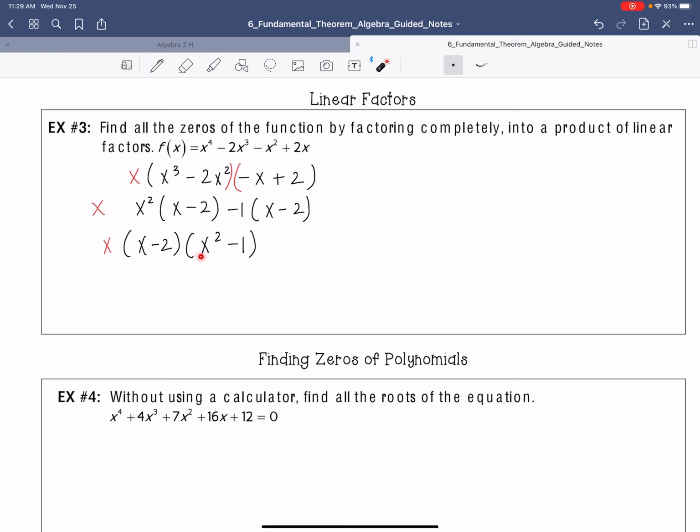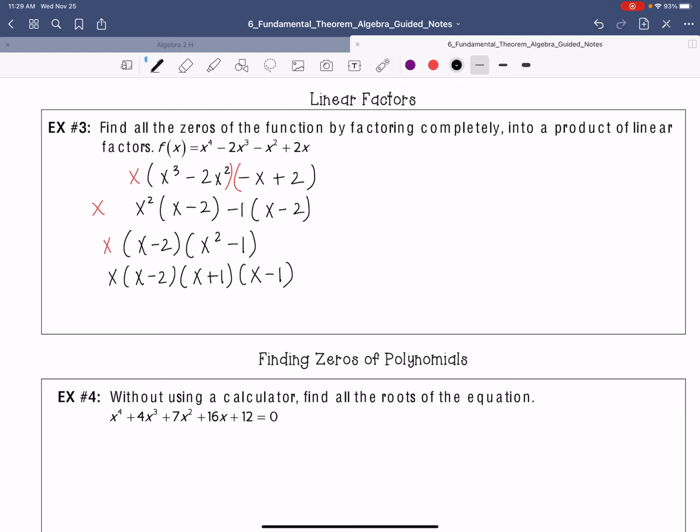Hopefully you guys realize this is a difference of perfect squares. x squared is a perfect square, 1 is a perfect square, and it's a minus. So remember when that factors, it goes a plus b, a minus b. So we're going to have x minus 2, x plus 1, and x minus 1. So I have completely factored this into all linear factors, all meaning that they all have an exponent of 1.